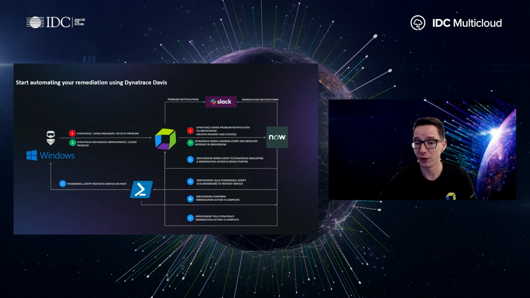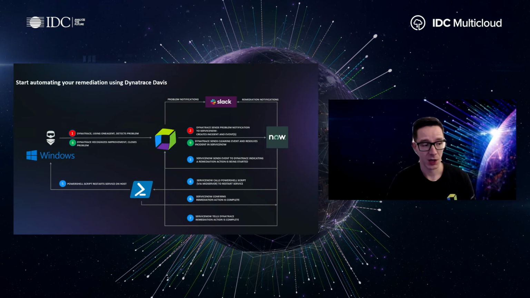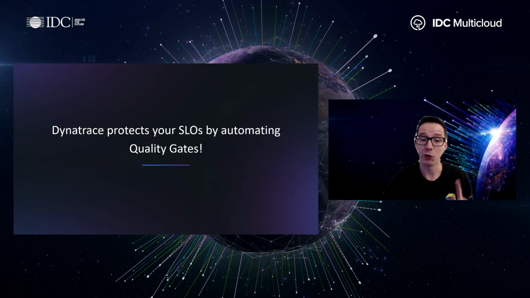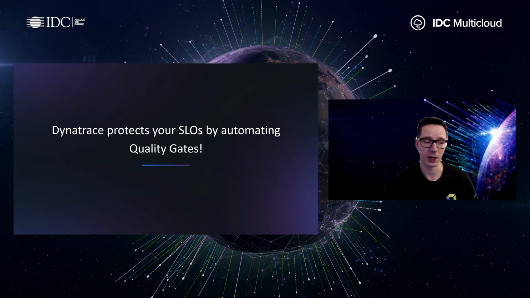Traditionally, customers could take quite some time to achieve that in a manual way. So we want to actually make sure that you solve your problems automatically and more quickly. But wouldn't it be better if we would protect you from getting problems into your production environment in the first place? Why don't we spend some time and talk about how Dynatrace can protect your service level objectives by automating quality gates.